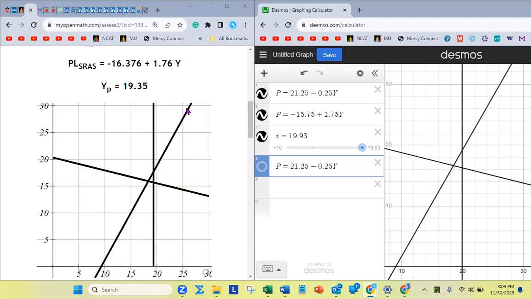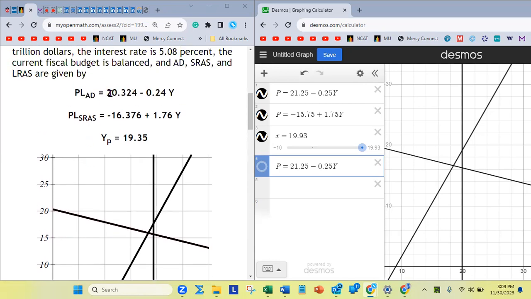This is the short run aggregate supply curve, SRAS, short run aggregate supply. This is long run aggregate supply, and this is aggregate demand. The intersection, right, is right here. The intersection of the upward sloping line, short run aggregate supply, and the downward sloping line, aggregate demand, gives the GDP level, which is less than potential, and it gives the price level, which is above 15, right? So what I'll do is I'll copy these numbers into Desmos.